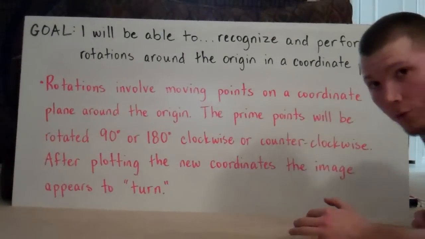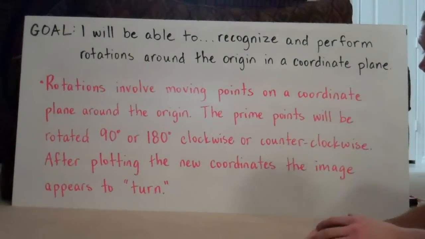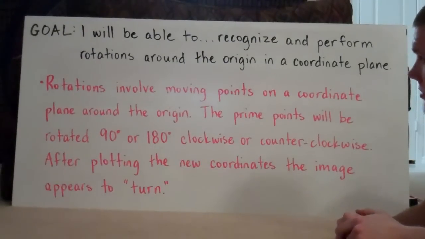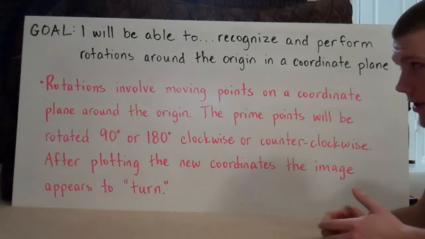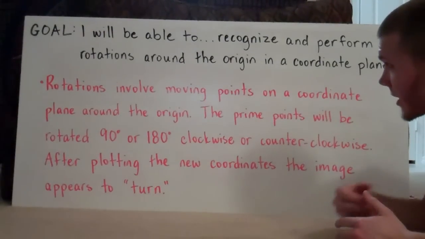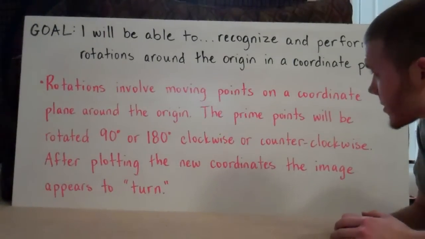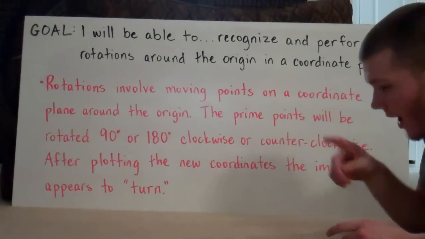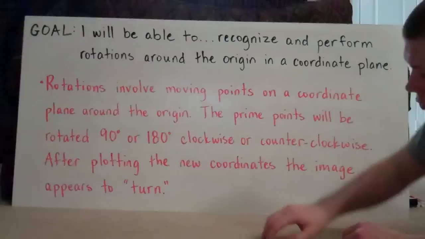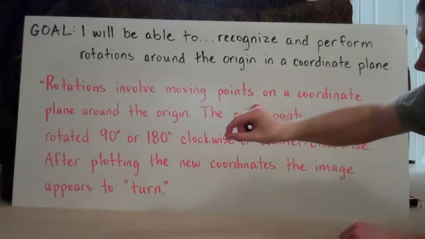Alright class, so the goal for you tonight is to be able to recognize and perform rotations around the origin in a coordinate plane. Alright, so rotations, get this down in red. Rotations involve moving points on a coordinate plane around the origin. So we're going to be rotating our shapes around the origin.